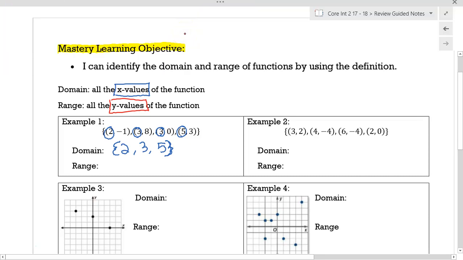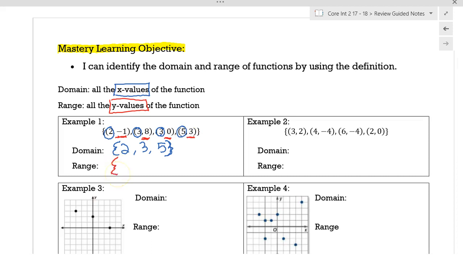Then I'm going to look at my y values. I have a -1, an 8, a 0, and a 3. One other thing I want to think about when I'm thinking about domain and range is I want to put them in numerical order. Remember, negatives go first and then positives, right? Think about a number line. So my smallest y is -1. My next smallest is 0. My next smallest is 3.